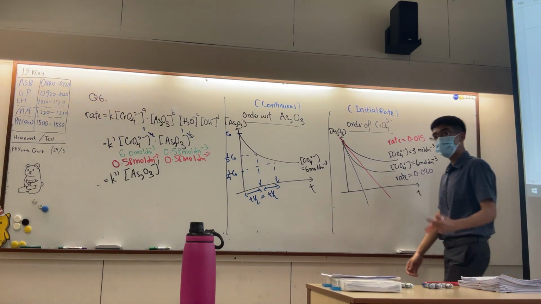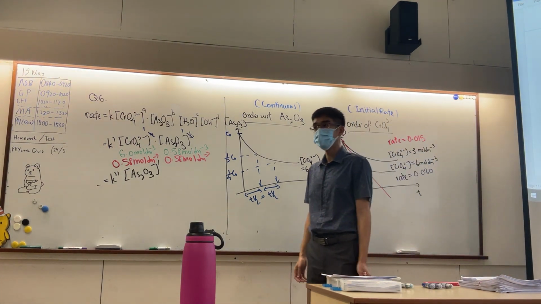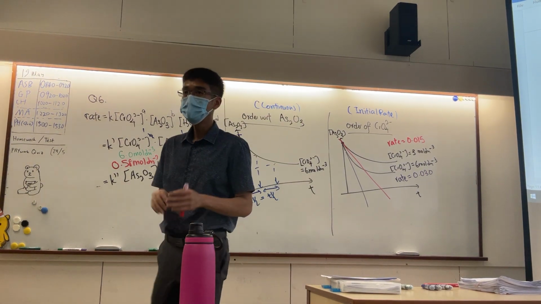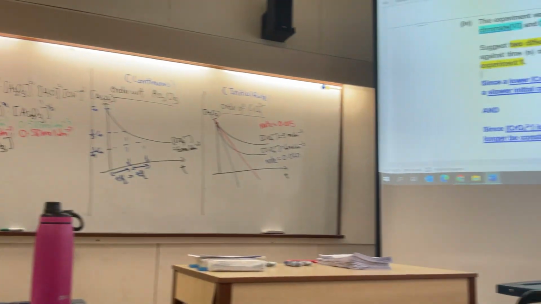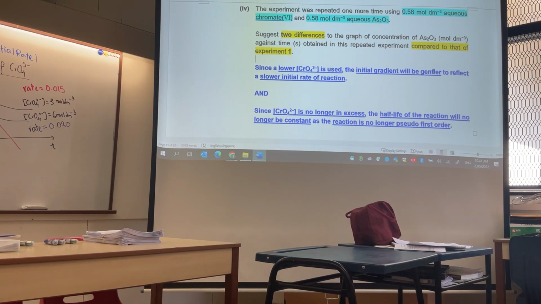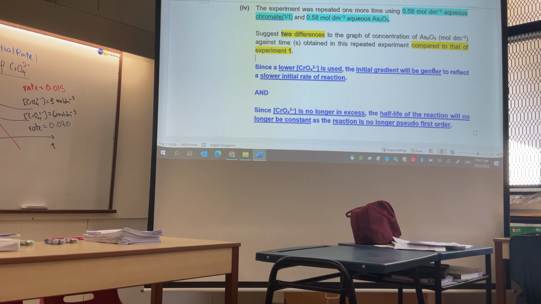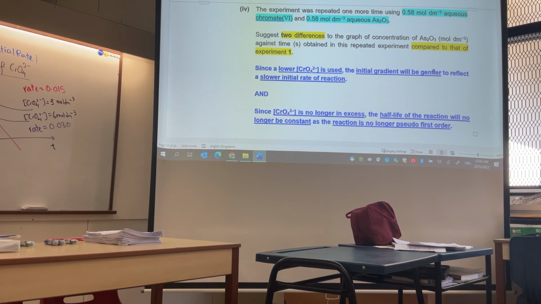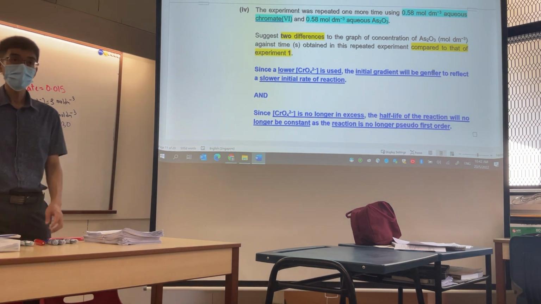Alright, so the first difference is that your half-life will no longer be constant because it's no longer a pseudo first order reaction. Second difference is that your gradient will become gentler because the concentration has now been lowered already. Actually, it's lowered by 10 times. So the gradient will actually become gentler by quite a significant extent.